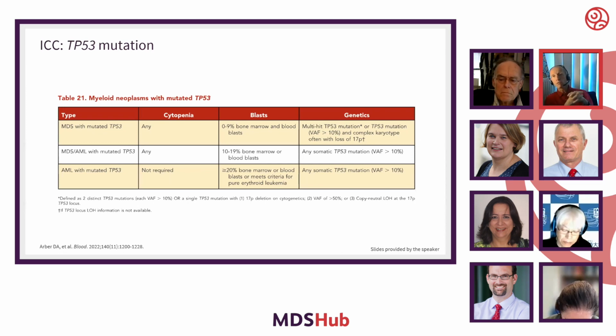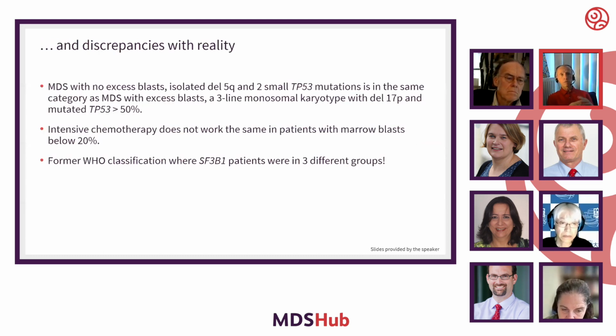And it's the first time we have two classifications. And once again, as I showed in the previous one, a patient with no excess of blast and isolated del5q could be classified in 2 categories with completely different prognosis. So next slide. So I think there are, as I said, discrepancies with reality. A patient with no excess blast, isolated del5q and 2 small TP53 clones has nothing to do with the patient with a complex monosomal karyotype, del17p and a mutated TP53 greater than 50%. Their prognosis is not the same.